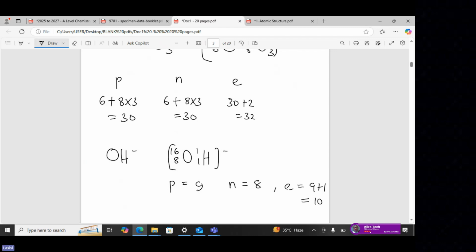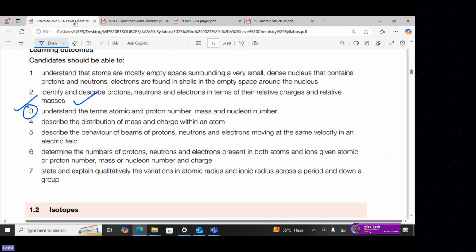A question came in one year, which of the following species contain a different number of protons, neutrons, and electrons? It was multiple choice. The answer was OH minus that year. Do you get the point now? So that's how to calculate that. That should not trouble you again. Now let's go back to our syllabus.